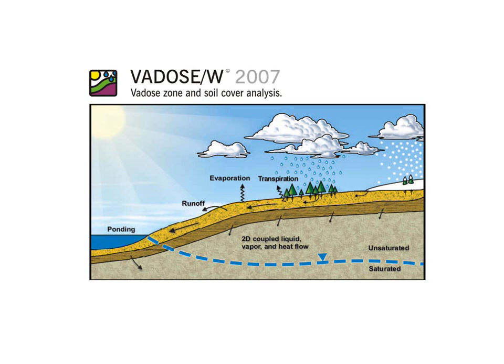VADOSE is a rigorous finite element program that links the stress state of the moisture in the ground to the demands of the climate and computes how water moves through the soil and across the soil-atmosphere interface.